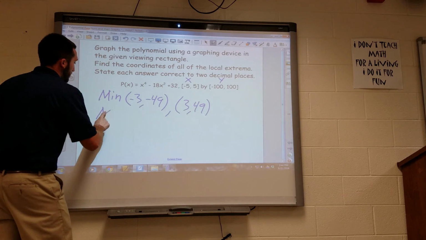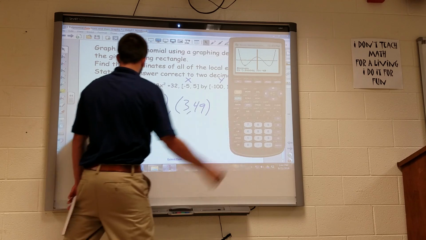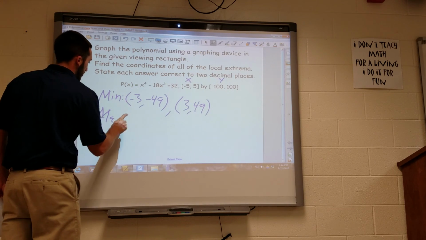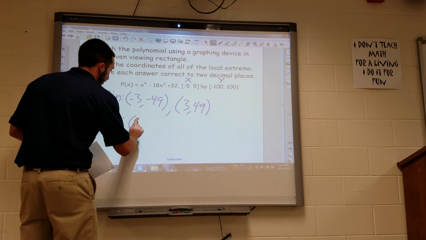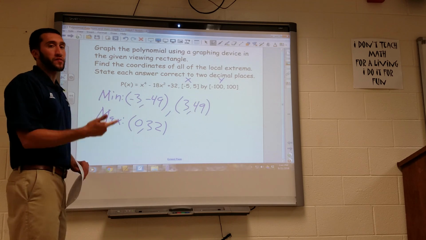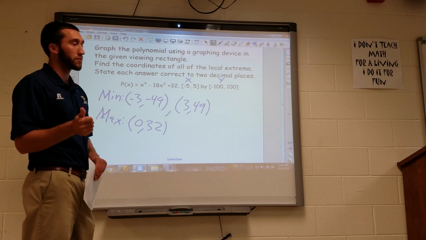And then we have a maximum. We have a maximum right here, and that maximum is at the point (0, 32). I know we know how to find mins and maxes, so I'm not going to redo the process for these two. You guys should know how to do those.